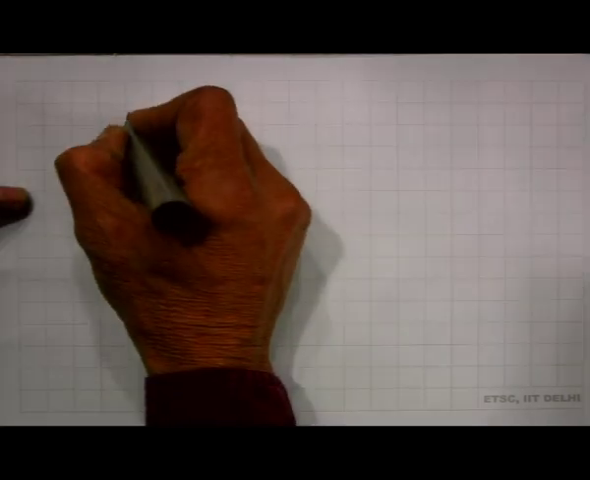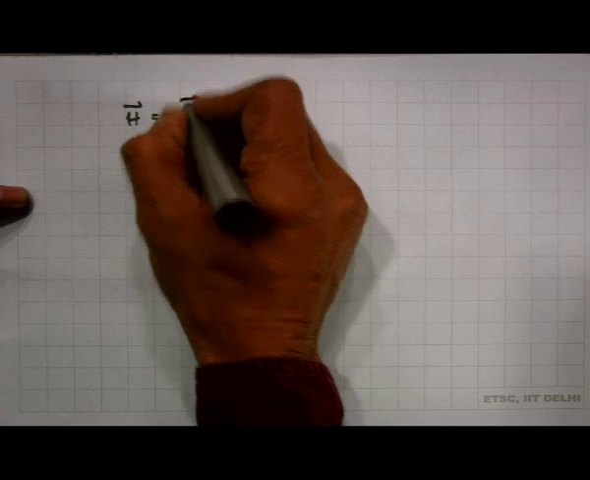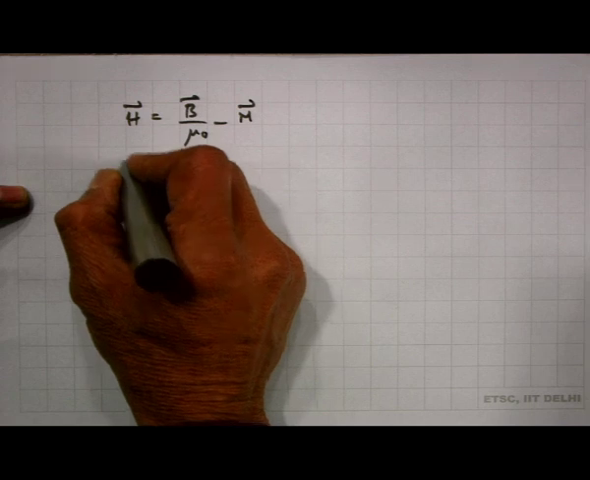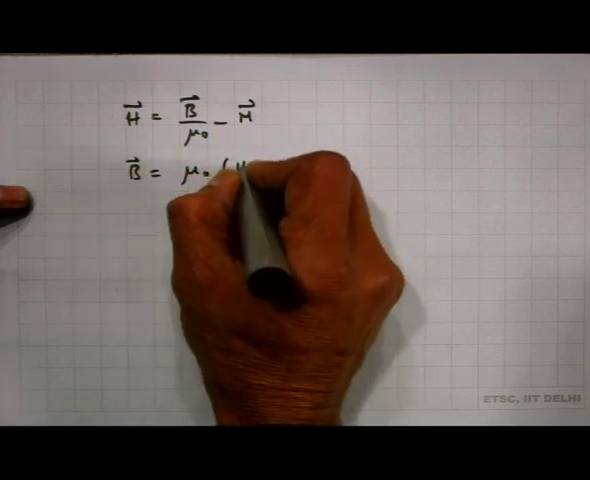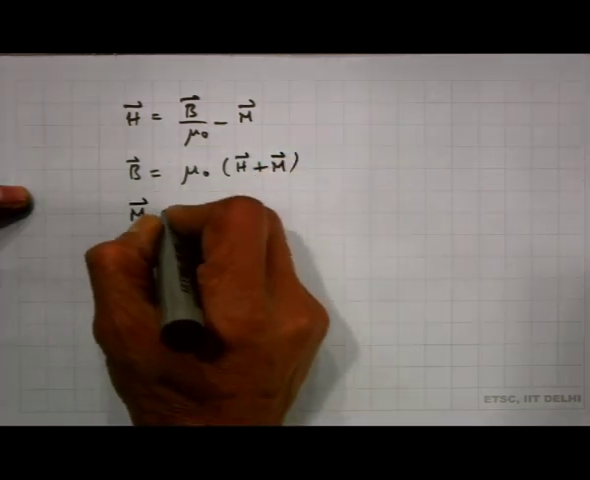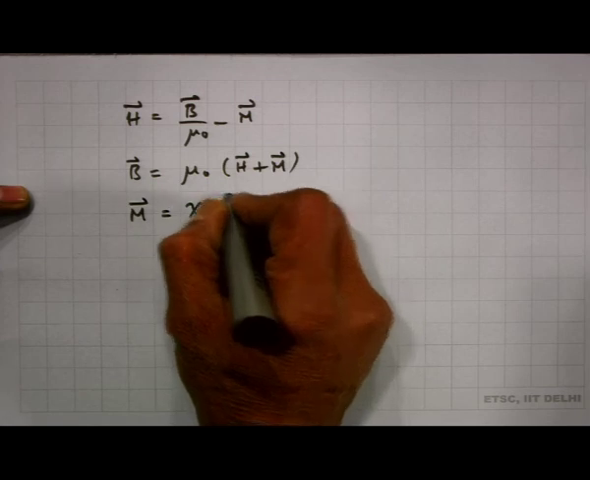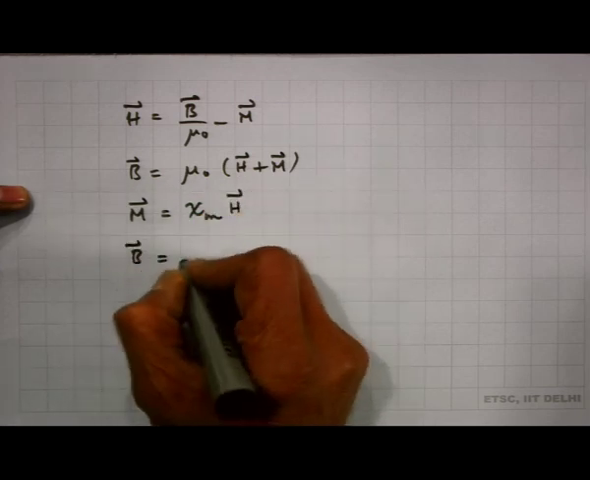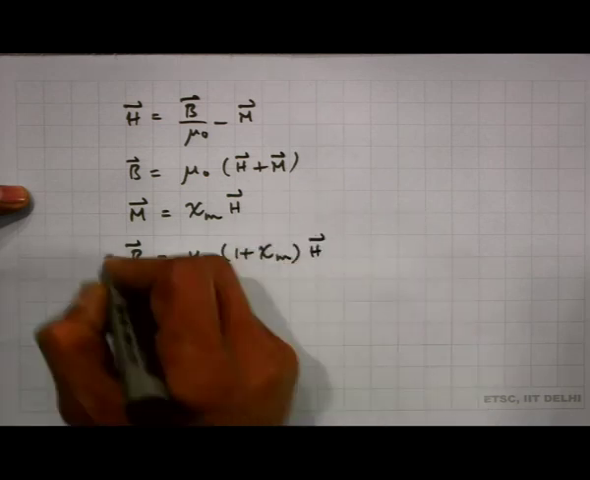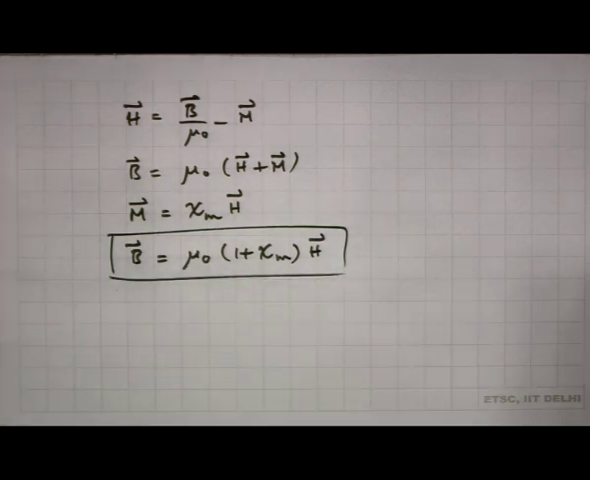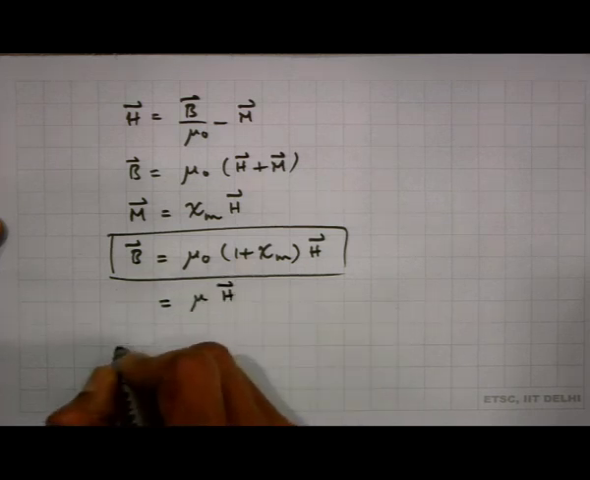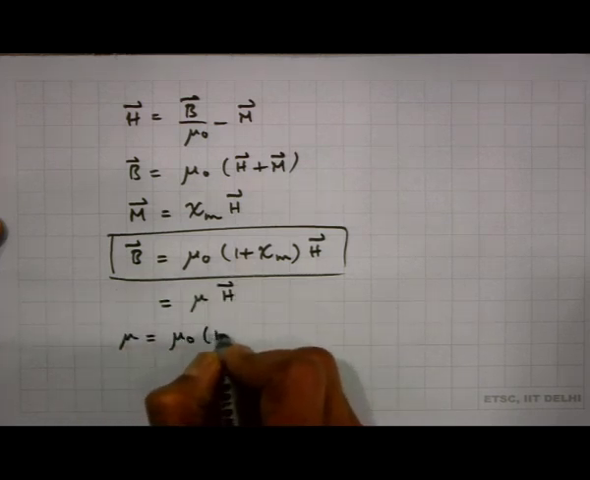I had this equation, let me rewrite. H is equal to, I had the defining equation, B by mu naught minus m. So, this tells me B is equal to mu naught into H plus m, and I am replacing m by chi m times H. So, B becomes mu naught into 1 plus chi m into H. And this is usually written as mu times H, where mu is equal to mu naught into 1 plus chi m.